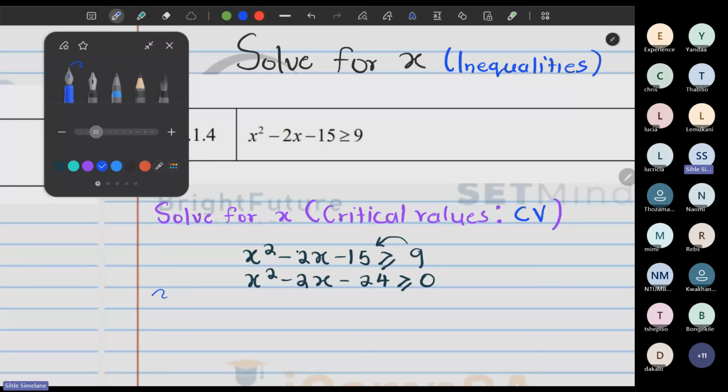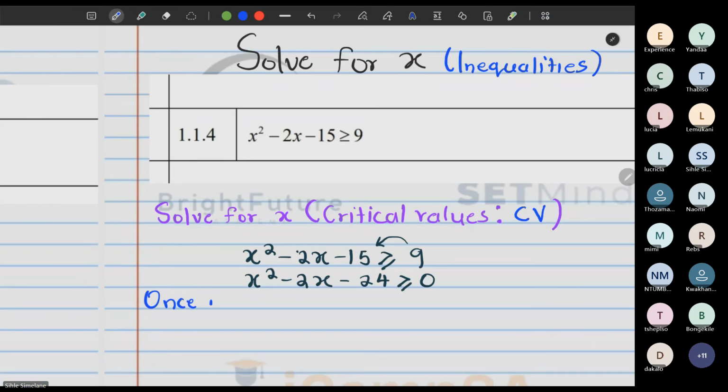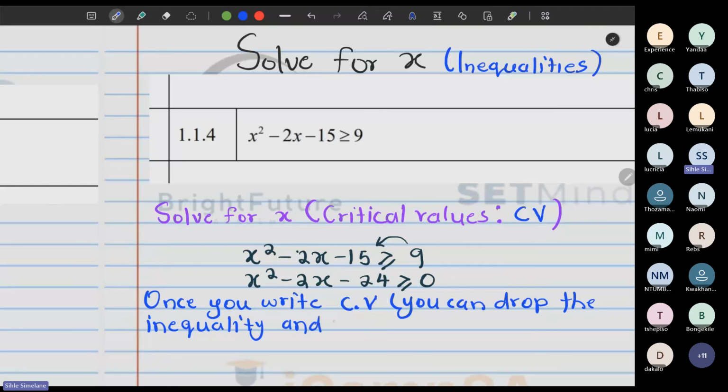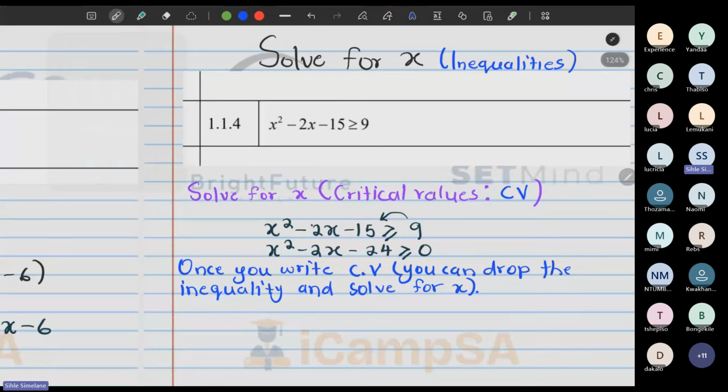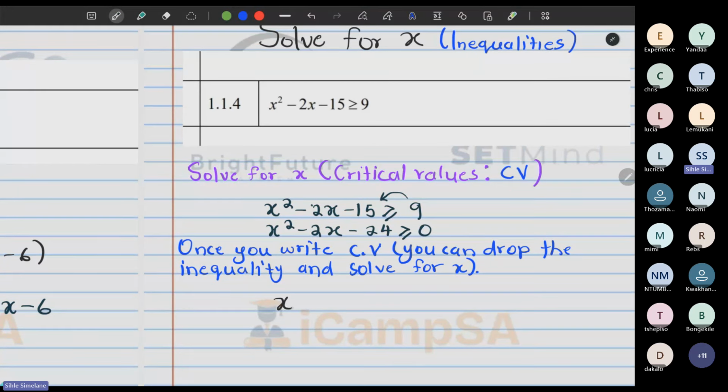So what I need you to remember is that once you write CV, which is critical values, you can drop the inequality and solve for x. That is what we are going to do, and then we'll come back and do an analysis. So now, because I wrote critical values above, I'm going to just drop that inequality and then be left with x squared minus 2x minus 24 equals 0.